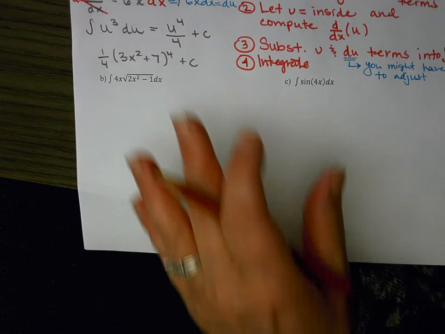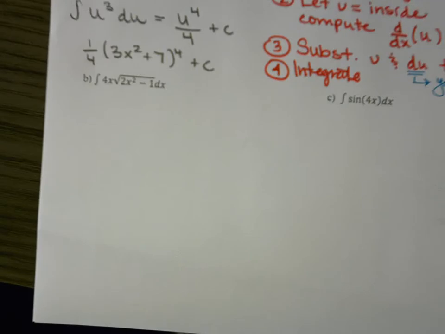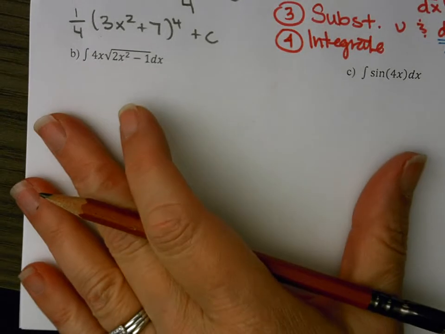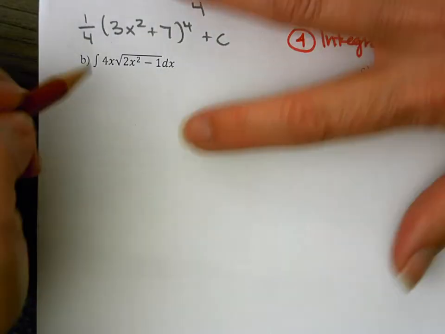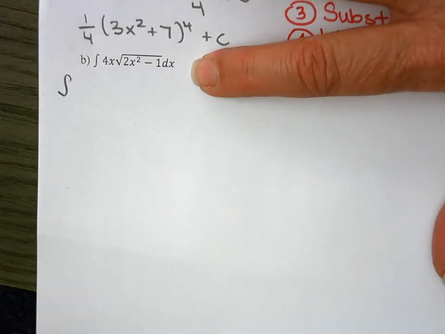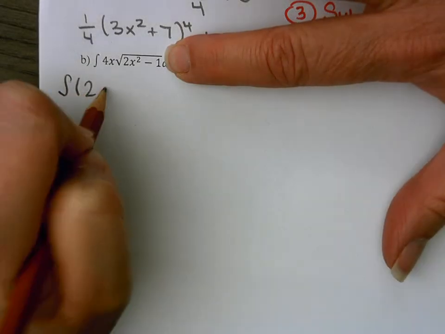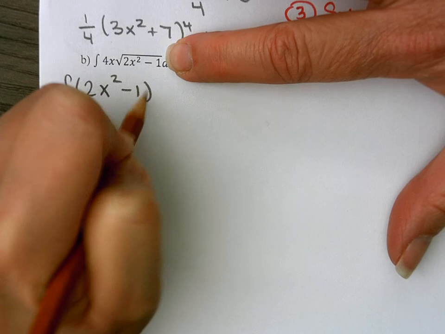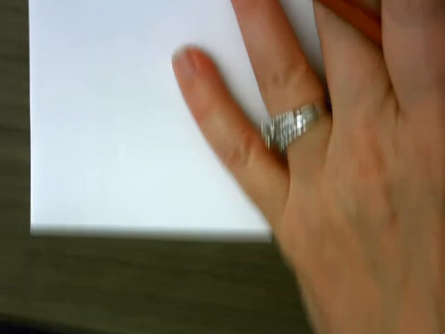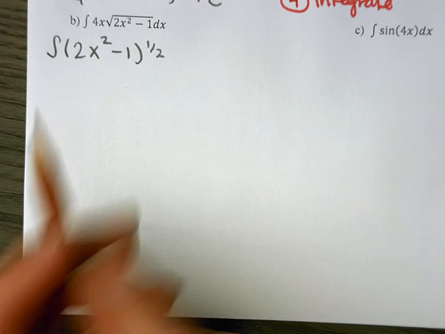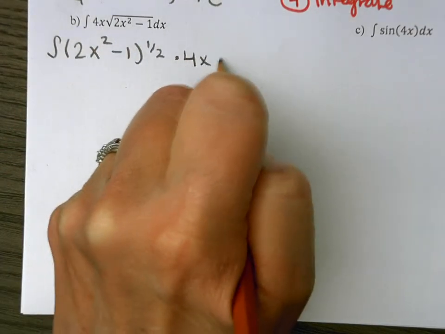All right, so let's take a look at question B. So again, first thing I want to do is rewrite this in a grouped fashion. So my grouping is going to be that radical, but I want to make it to a power of 1/2. Scoop this down a little bit. And so now my remaining terms, which is 4x, goes to the end.